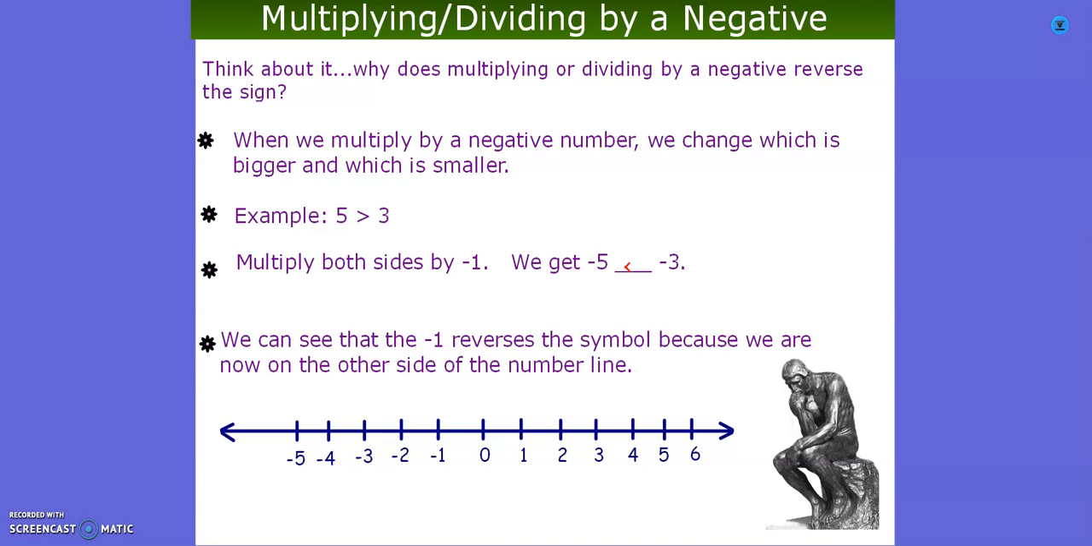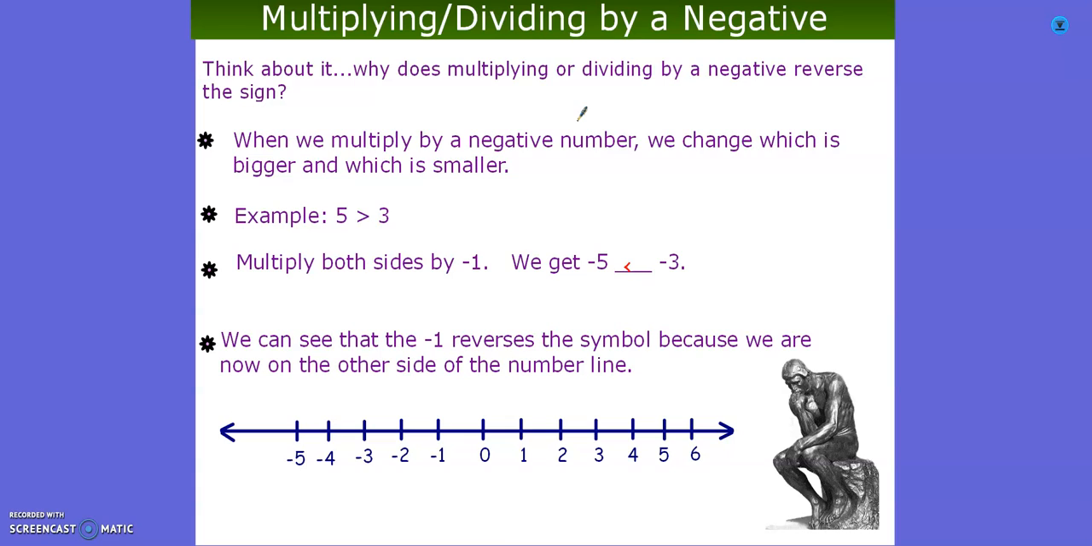When we're multiplying or dividing with a negative sign, why do the signs reverse? Well, let's take a look. When we multiply by a negative number, we change which is bigger and which is smaller. So for example, I have 5 is greater than 3. If I multiply both sides by negative 1, I'm going to end up with negative 5 is greater than negative 3, but that isn't true. Negative 5 is actually less than negative 3. It's further to the left on the number line.